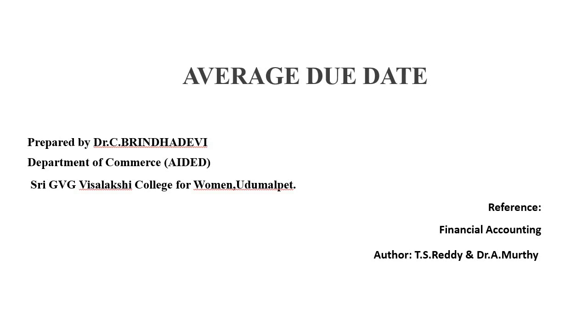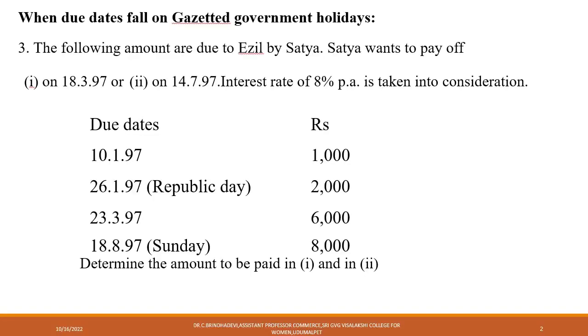Already we have seen two parts in this average due date. Today we are going to see when the due date falls on a gazetted government holiday. This is the sum where LL has certain dues which have to be paid to Satya. Satya wants to pay off on 18th March and 14th July. Interest rate is 8% per annum, which is taken into consideration.